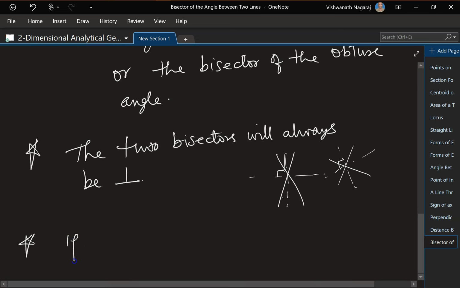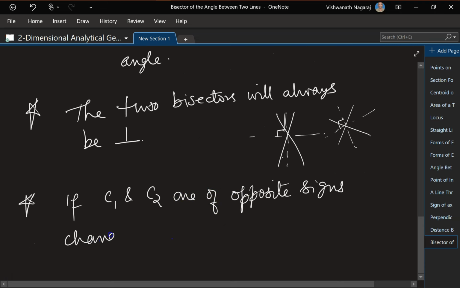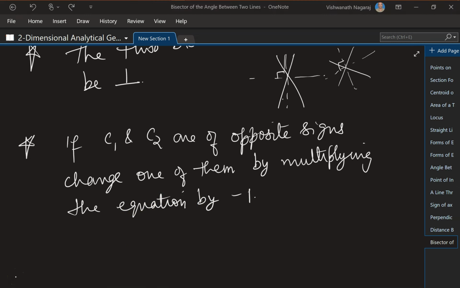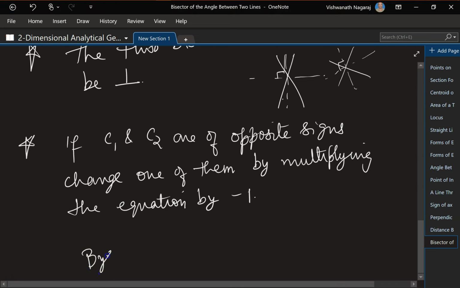And if C1 and C2 are of opposite signs, change one of them. Now how do you do that? By multiplying the equation by -1. So that is the equation of the bisectors between two lines. Bye for now.